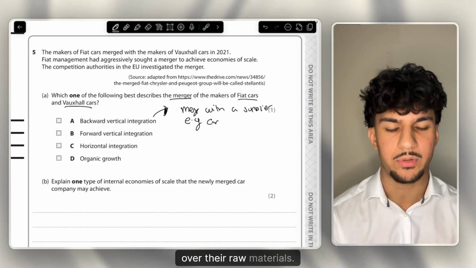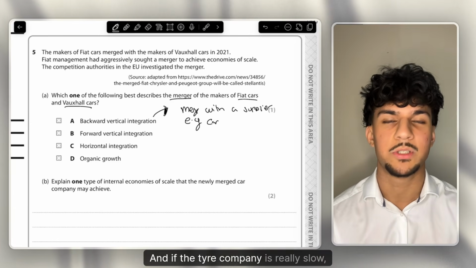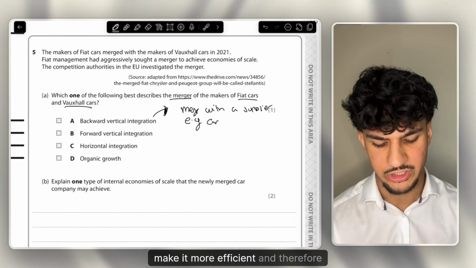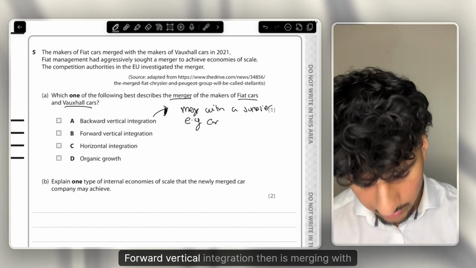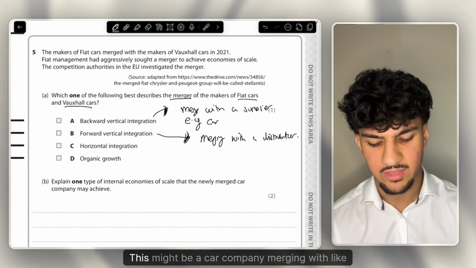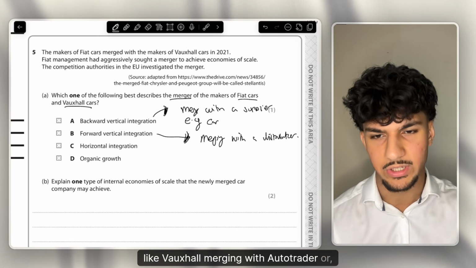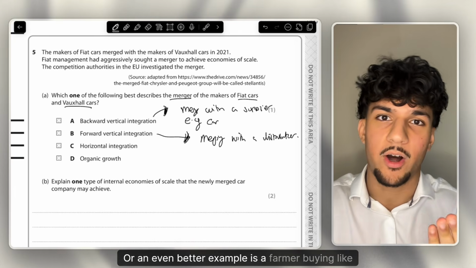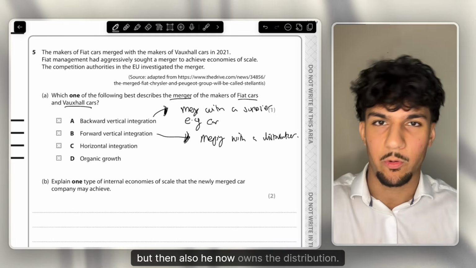As they have more control over their raw materials. For example, car manufacturers cannot produce cars without tyres, and if the tyre company is really slow, they might find it better to just buy the tyre company, spend a lot of money on it, make it more efficient, and therefore they have control over almost the entire production process. Forward vertical integration then is merging with a distributor. So we're talking about cars. This might be a car company like Vauxhall merging with Auto Trader, or car showrooms, which help sell the cars. Or an even better example is a farmer buying a supermarket chain. So now, of course, the farmer makes the goods, but then also owns the distribution.